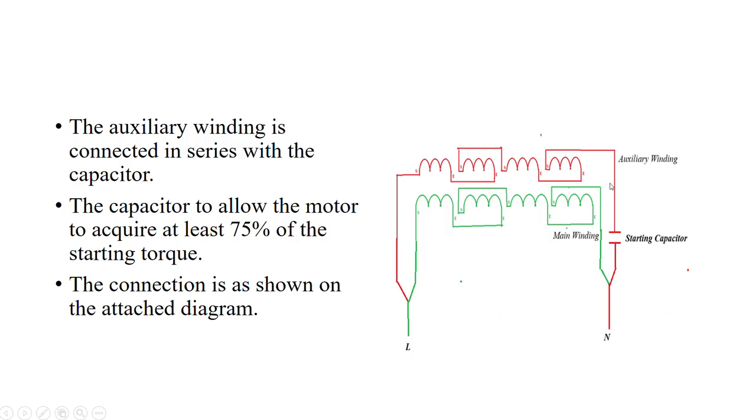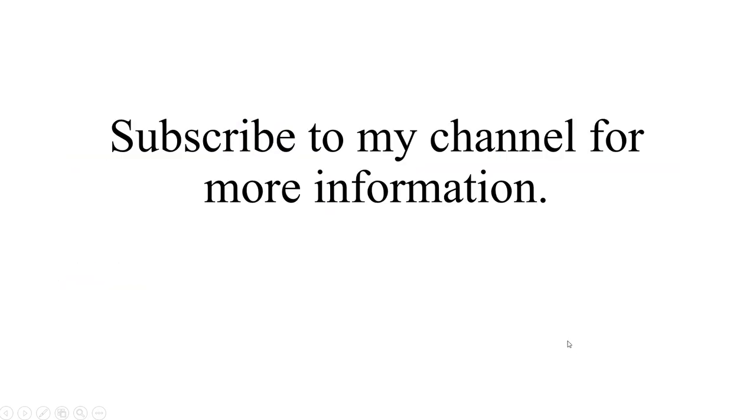The auxiliary winding is connected in series with the starting capacitor, and the starting capacitor is to give the electric motor at least 75% of the starting torque. Then you have live neutral.